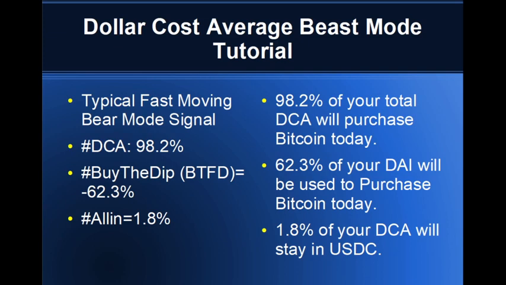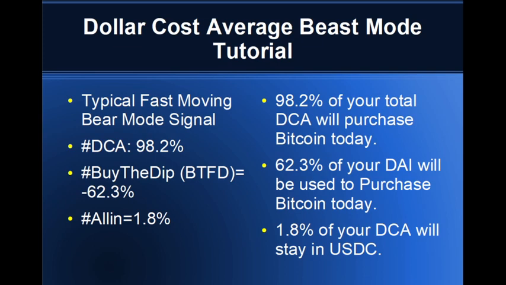So let's say we have $1,000 of DAI saved up, and Bitcoin's on sale. It's a bargain today. So if we had $1,000, then at 62.3%, we would have $623 that we would take out of DAI and purchase Bitcoin today because it's on sale. So we want to buy a lot of it. And that's what these buckets are designed to do. The DAI bucket is designed to buy these smaller dips.